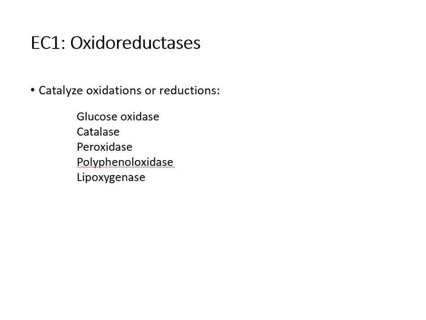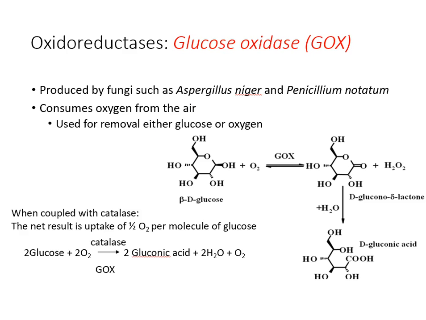Remember, enzymes are grouped into 6 major classes from EC1 to EC6. It's on the basis of the reaction which they catalyze. So oxidoreductases catalyze oxidation and/or reduction reactions. The examples for enzymes in this class are glucose oxidase, catalase, peroxidase, polyphenol oxidase, or lipoxygenase. Glucose oxidase has broader applications for the food processing industry.